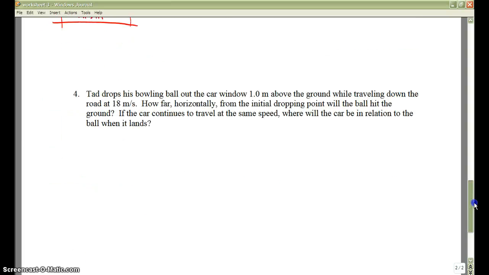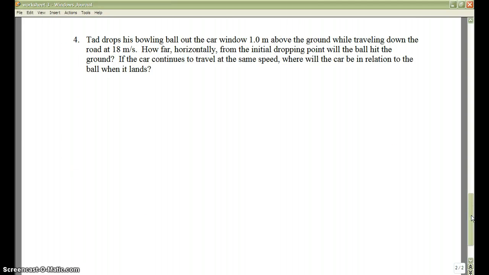All right. Number 4, Tad drops his bowling ball out of a window, and it tells us that that window is 1 meter above the ground, and they're traveling at 18 meters per second. Our first thing, we want to know how far, and it tells us horizontally, will the ball hit the ground? If the car continues to travel at the same speed, where will the car be in relation to the ball when it lands?